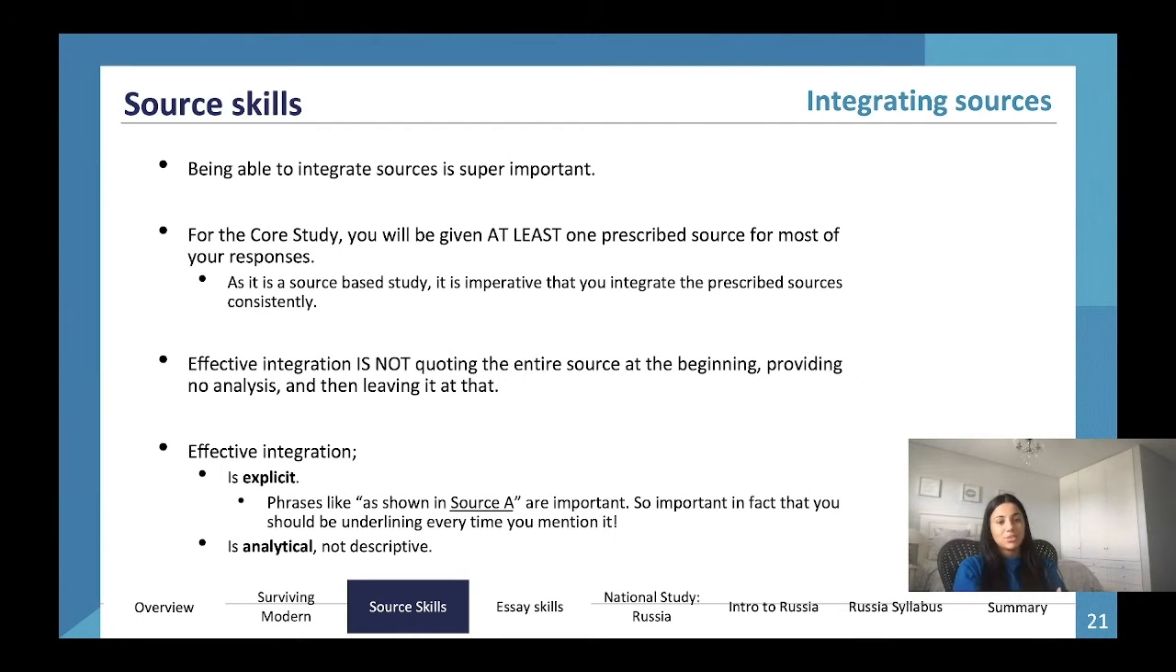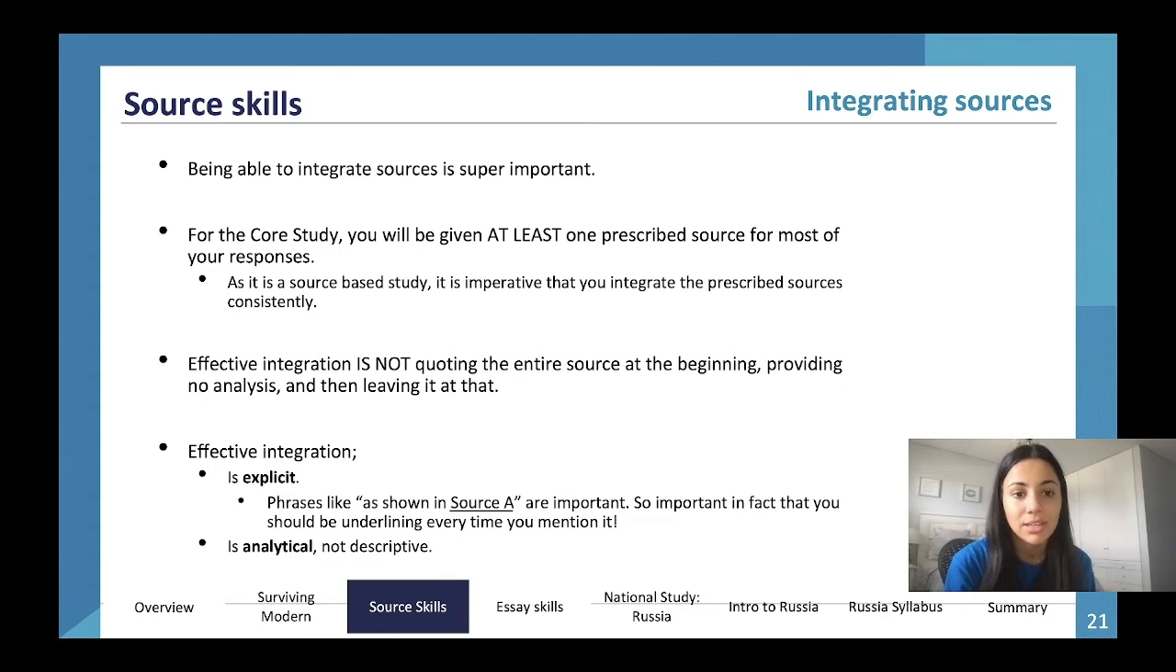Now, being able to integrate sources is so important. We love source studies. For the course study, you will be given at least one prescribed source for most of your responses. So in that first section, you get at least one, and then other times you'll have to talk about two sources in one response, because it literally is a source-based study.